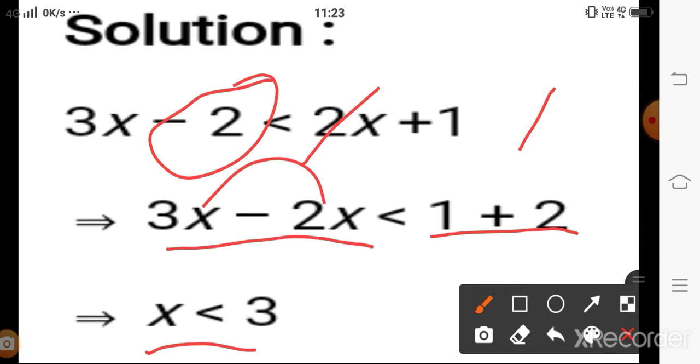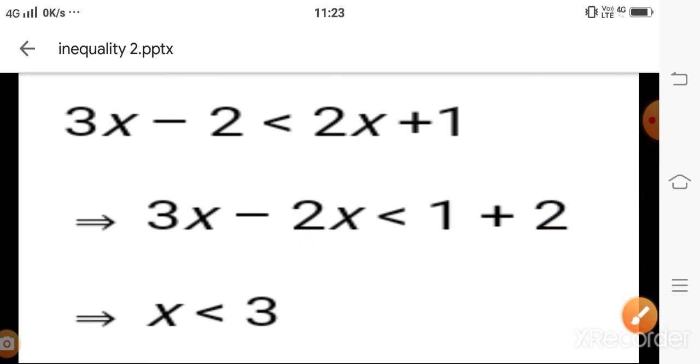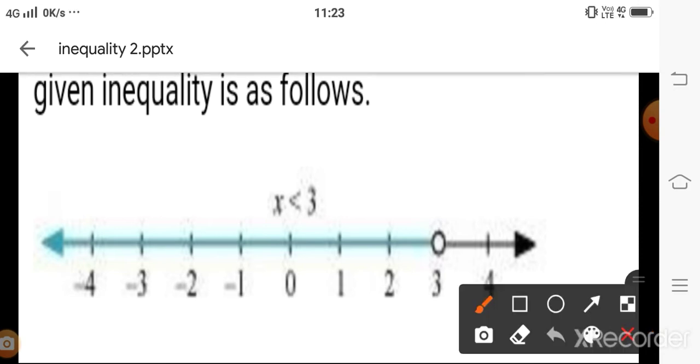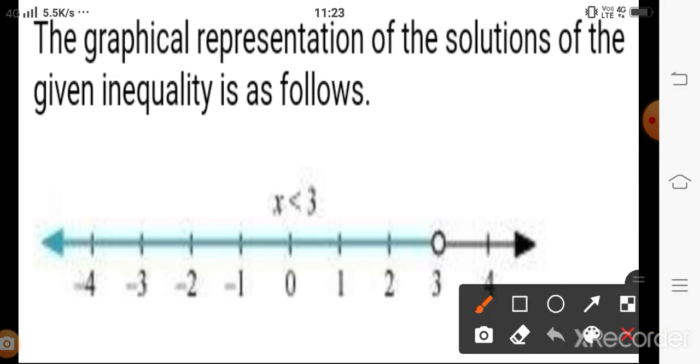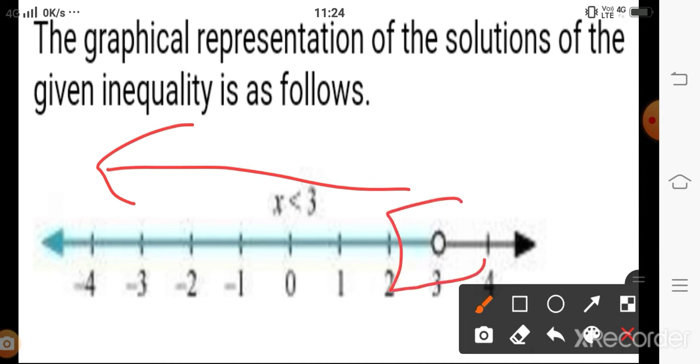Now we have to plot this on the graph. On a number line we show 3, because we have to consider all the values less than 3. For this reason we show a hollow circle on the number 3, because we are not considering 3 here. All the numbers we consider are less than 3.